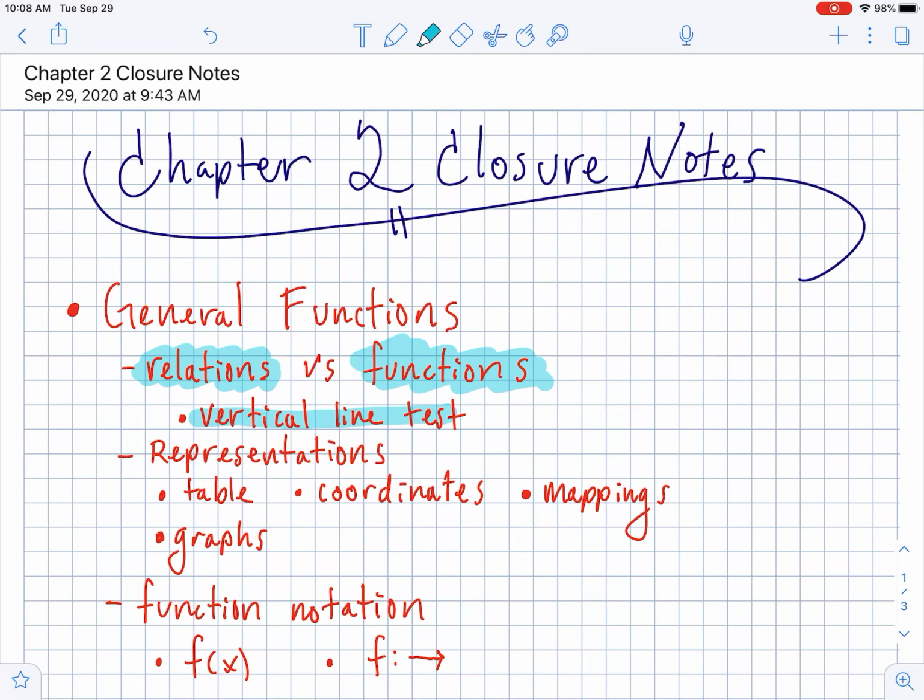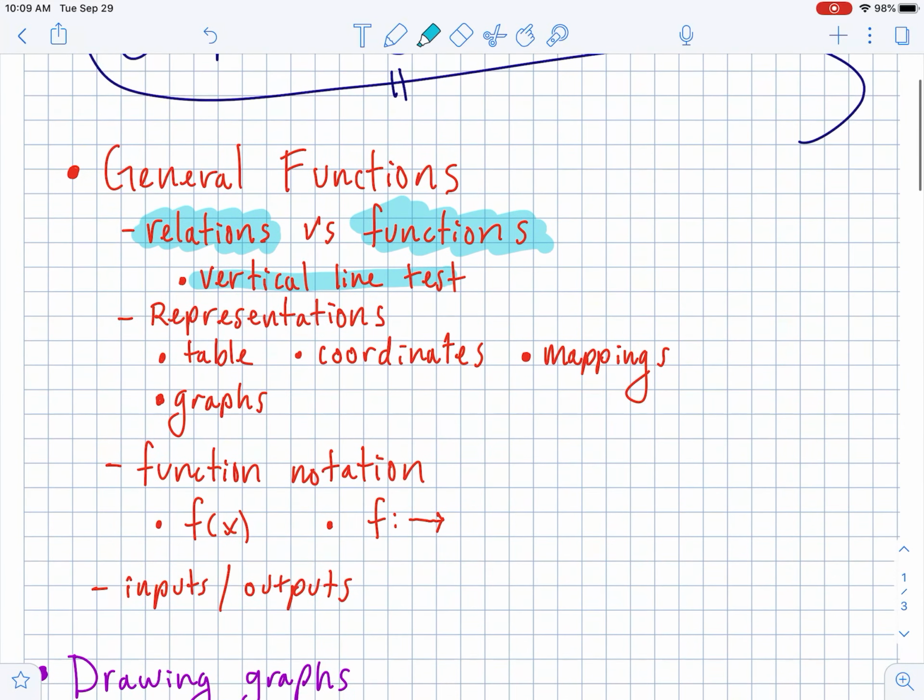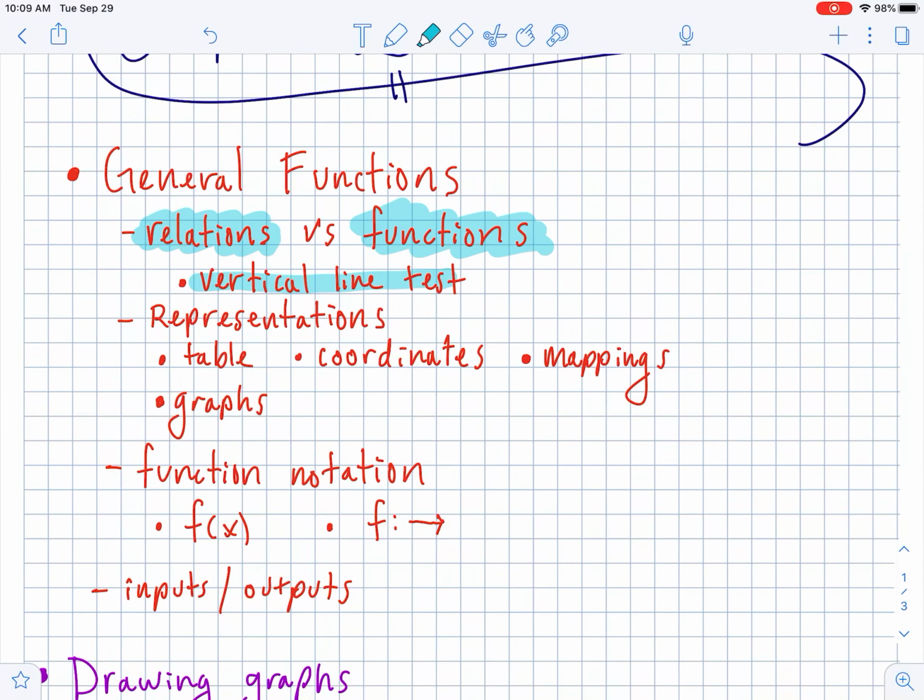Each input has to map to exactly one output, but not the reverse. You can have multiple inputs that go to the same output. That's fine, but one input can't go to multiple outputs. The way we looked at different general functions is we looked at tables, we looked at coordinate pairs, and we looked at mappings. Mappings was probably the most uncomfortable one that you hadn't seen in a while. Remember, it's where you have inputs being mapped to different outputs. What I'm drawing would not be a function because one input goes to multiple outputs.